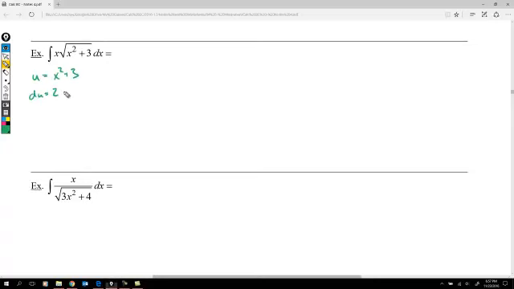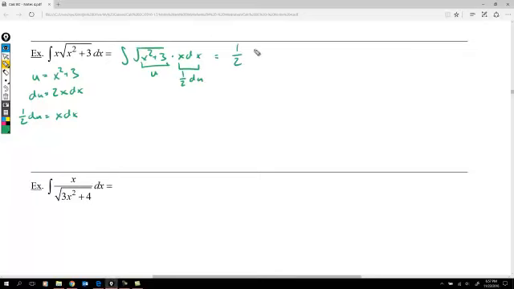So du is going to be 2x dx. Now again, if I rearrange this a little bit, I have x dx. I do not have 2x dx. So I have to divide both sides by 2. And so now I see this is u. This is equivalent to 1/2 du.